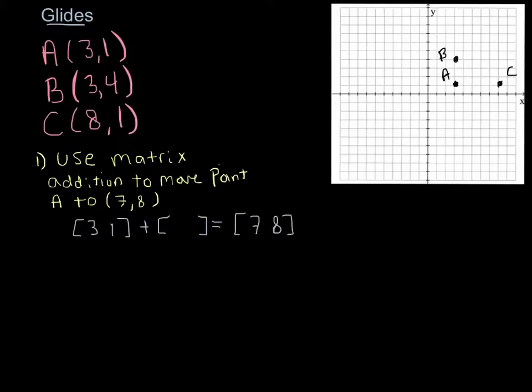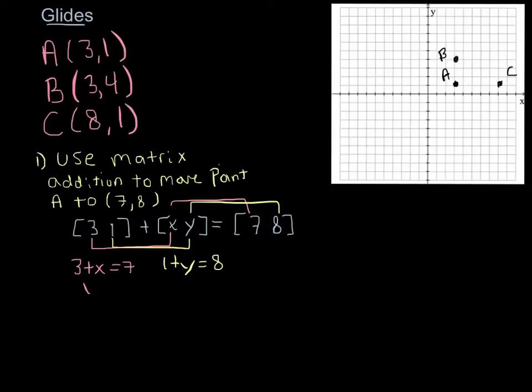So let's represent this matrix that we don't know yet as x, y. What do we know? We know that I have to add 3 plus x to get 7. And I know that I have to add 1 plus y to get 8. And all that means that solving this little equation here, x equals 4 and y equals 7.